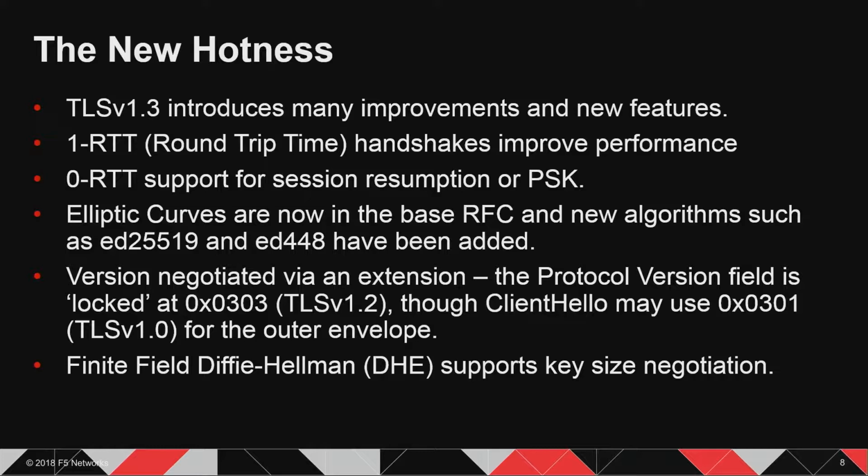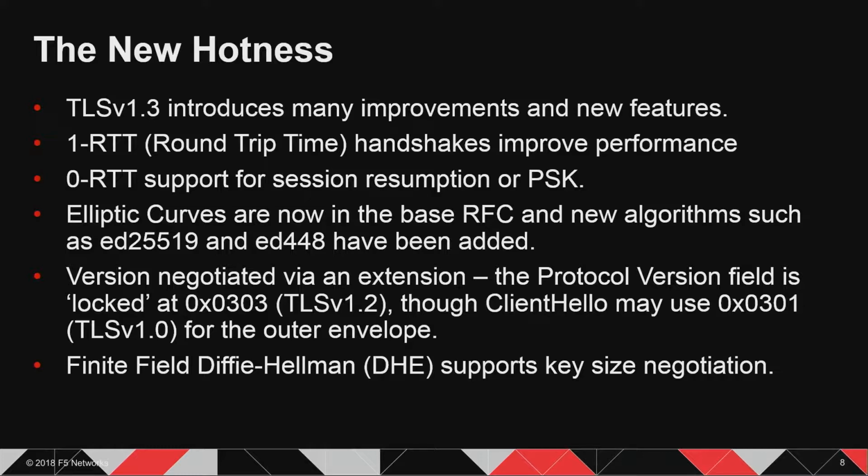There's also support in the TLS 1.3 standard for 0 RTT, which basically means you can start sending data in the first packet without waiting for the handshake to finish. I'll talk about that a bit. We don't support that yet. It's on the roadmap. Elliptic curves, which were added as an addendum and additional RFC to the 1.2 RFC, weren't part of the 1.2 standard. They were added on later, and are now incorporated into the base RFC for 1.3. And a few new curve algorithms like Ed25519 and Ed448 have been added, which weren't defined under 1.2.